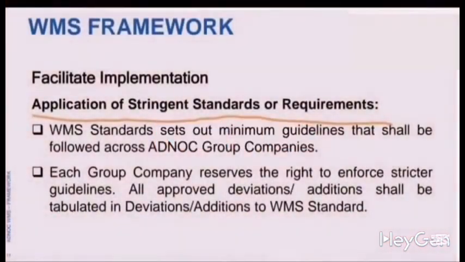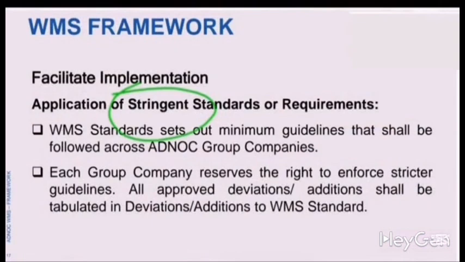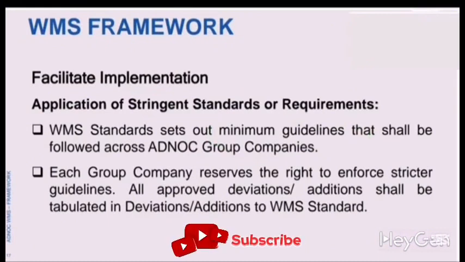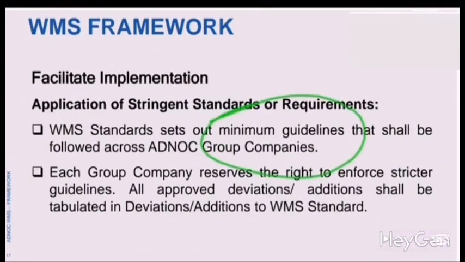Application of stricter standards and requirements means that if we have to strengthen the requirements or standards, then what should our requirements be? The first point is that WMS standards set out minimum guidelines that must be followed across all group companies. The requirements are minimum guidelines for adding control measures, dynamic risk assessment, and deviations from the WMS framework as needed. Minimum guidelines must be strictly followed. The word minimum guidelines is used because the minimum guidelines have been set for these standards, and they have to be strictly followed in all ADNOC group companies.